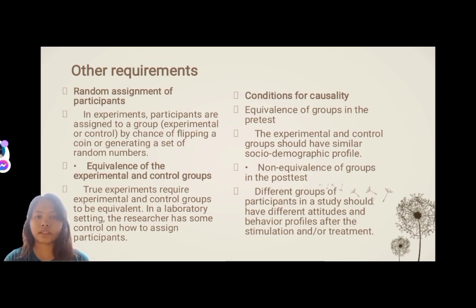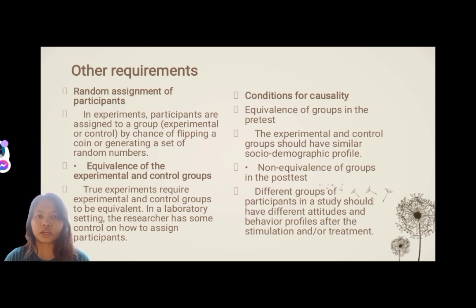Equivalence of the experimental and control group. True experiments require experimental and control groups to be equivalent. In a laboratory setting, the researcher has some control on how to assign participants. But in a field setting, it is impossible to have two experiment sites that are 100% similar. The equivalence of groups is easier to establish in laboratory experiments than in field experiments.